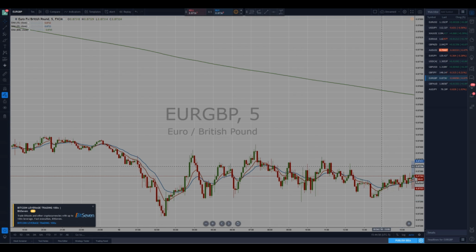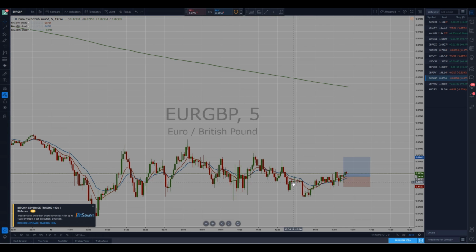So all of this right here, I guess our next entry could have been any of these rejections right here. We'll get in on the first rejection because that's probably what we would have seen, that first rejection of the EMAs right there. So that would have been our entry. Set our stop loss above the EMAs. Set your take profit 2 to 1. Here's your first take profit.